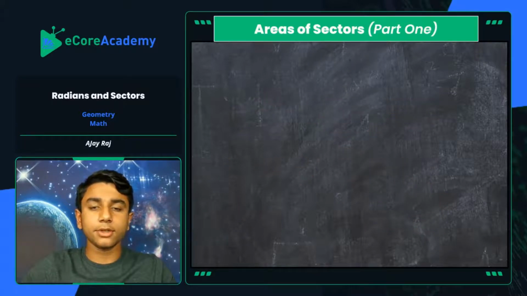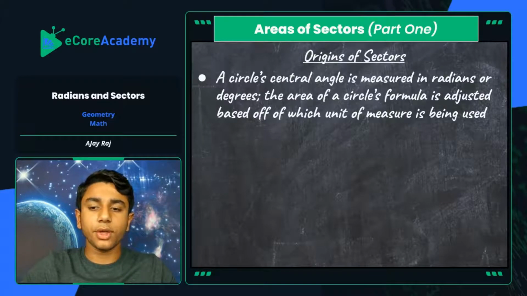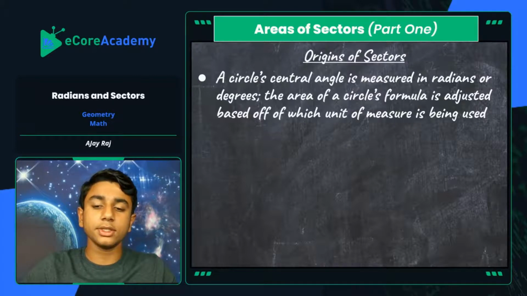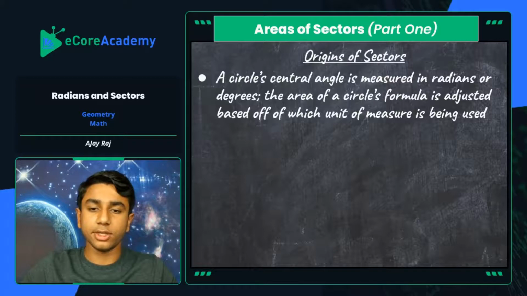Now let's look at areas of sectors. We're going to be applying our radians and, of course, our degrees to exemplify these. And we're going to try and calculate areas of sectors, also discovering exactly what they are. So this is part 1. Let's look at origins of sectors. A circle's central angle is measured in radians or degrees, and the area of a circle's formula is adjusted based off of which unit of measure is being used.